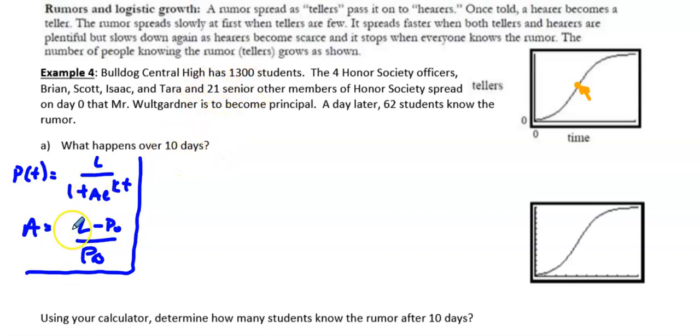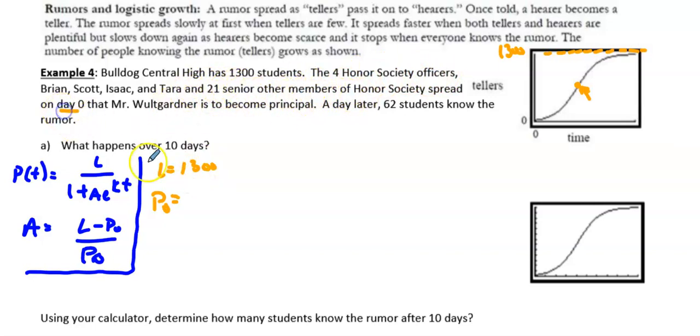Well, first thing is, here are the equations that I wrote for you guys here. What do we know from the words? We know that our carrying capacity is the maximum amount of students, right? We have 1,300 students. That's how many students are actually in the school. So that's going to be our carrying capacity. We know that initially, our population is 4 Honor Society officers plus 21 senior members.